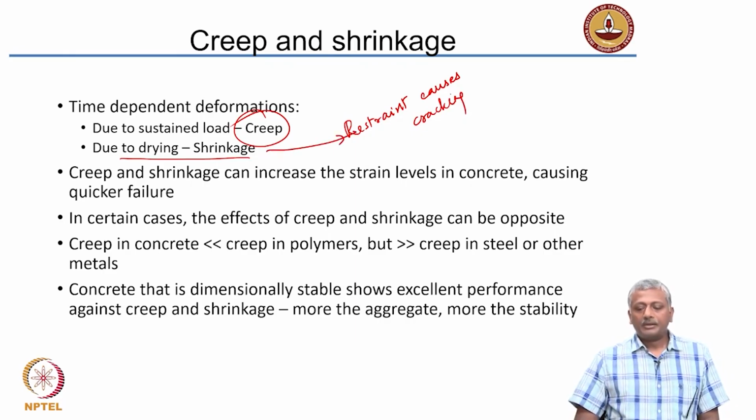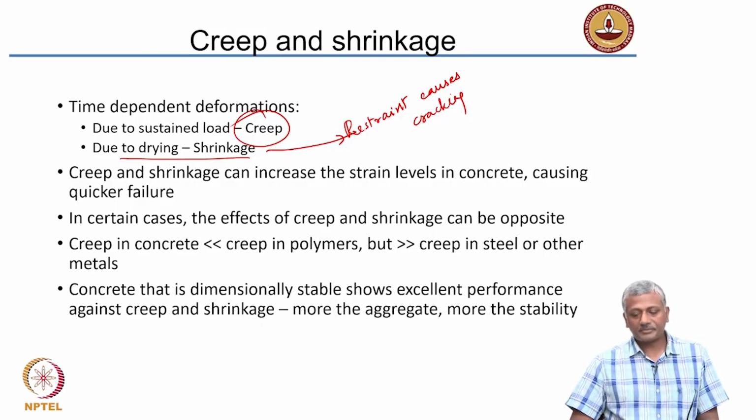Now, in some cases, of course, creep and shrinkage can act in opposite directions, which may offset the damage to some extent. However, you still have to consider and understand the individual effects of these. As I said, creep in concrete is much lower than creep in polymers, but usually it's much greater than that in metals, especially steel.